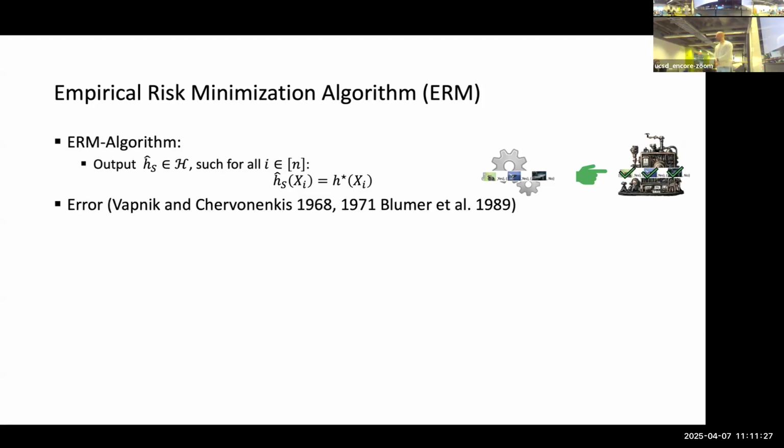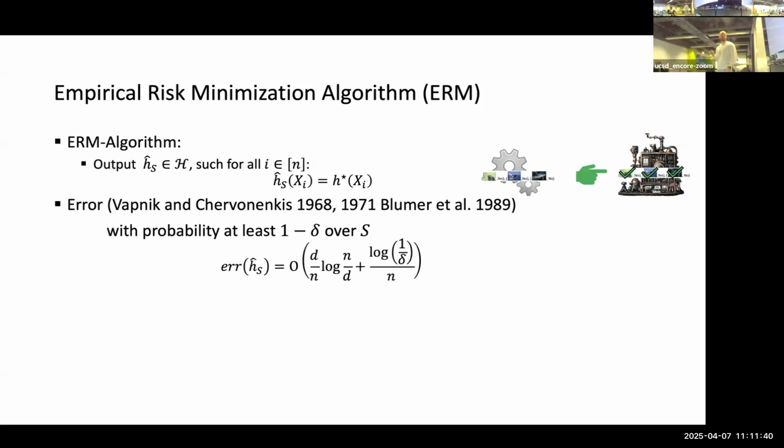So how well does this perform? And this has been understood for a very long time: if I just output an arbitrary hypothesis that correctly labels my training data, then with probability at least 1 minus delta over the training data set, so with high probability, the error of the hypothesis I produce is order d over n log n over d, where n is the number of training data points I had available, plus log 1 over delta over n, the dependency on the failure probability.